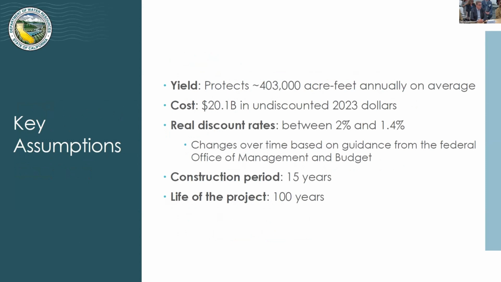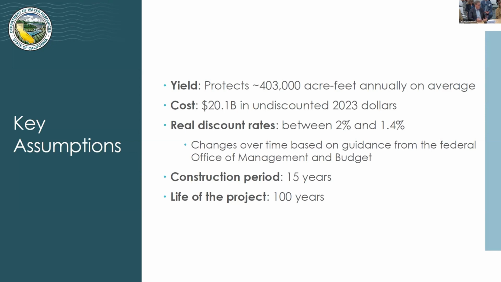So some assumptions that go into the analysis. Again, in our primary scenario in the economic study, we're looking at 2070 hydrology. So future climate conditions that are projected to exist once the project begins operating. So we're looking at around 403,000 acre feet that are protected as a result of the DCP being implemented. Again, we have $20.1 billion in cost in undiscounted 2023 dollars. This is a little bit wonky, but it's important. Our analysis uses a discount rate of between 2 and 1.4%.